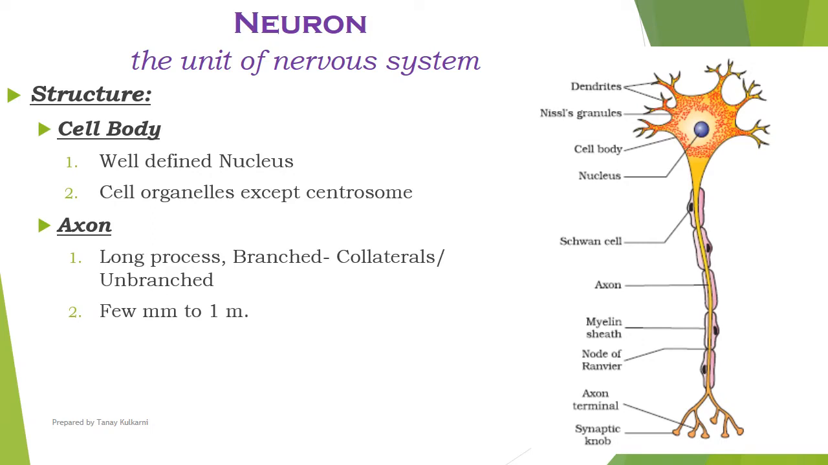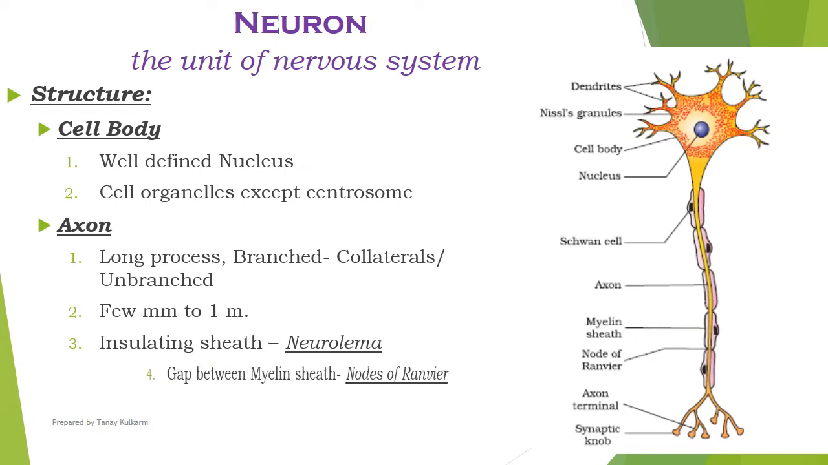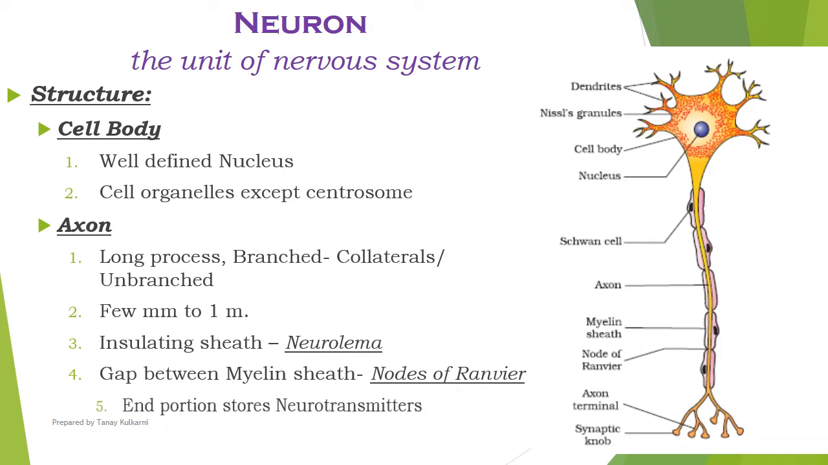The size of this axon will vary from a few millimeters to 1 meter, and it has a protective covering called neurolemma, and inside this neurolemma what is present is called myelin sheath. So basically neurolemma is one more protecting sheath present over the myelin sheath, and the gap present between two myelin sheaths is called nodes of Ranvier, right? The end part of this axon terminates into a number of branches.